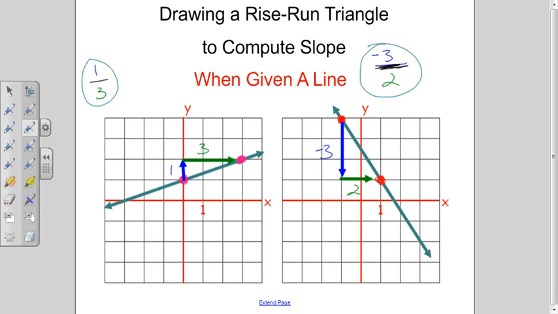Okay, so I hope that demonstrates how to appropriately draw rise-run triangles. Again, they're just graphic organizers for us to express and organize our thoughts when computing the slope between 2 points or the slope of a line, where you would have to first select 2 points.